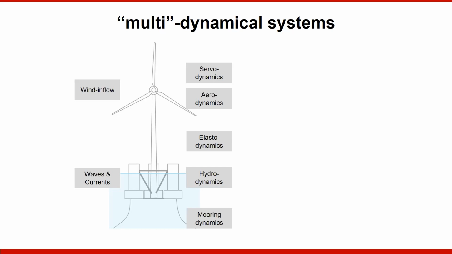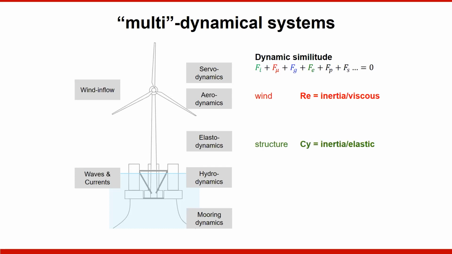And so when we go from full to small scale, we want to make sure that the forces that matter are able to be similar between what's happening at full and small scale. But when you have multiple forces that are governing different parts of the system, then that becomes quite impossible as you look at small scale experiments. So for example, the wind tends to be governed by the Reynolds number, which is the ratio of inertial to viscous forces. The structure tends to be governed by the ratio of inertial to elastic forces. And then the waves, or open channel flow, tend to be governed by the Froude number, which is the ratio between inertial and gravitational forces.